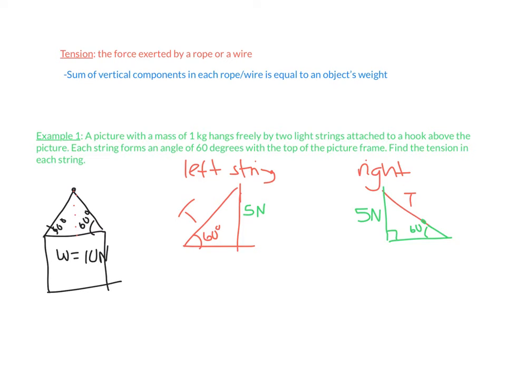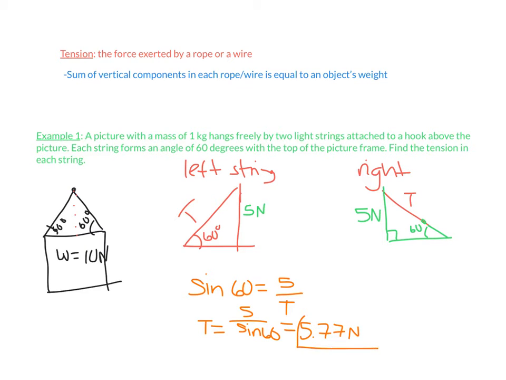And once we have this triangle right here, all we're doing now is some trigonometry. We're going to use sine because 5 is our opposite, T is our hypotenuse. So sine of 60 is equal to my opposite over my hypotenuse. If I rearrange that, I get that T is equal to 5 over sine 60, which gives me a tension of 5.77 newtons. And that is going to be the same for both strings.